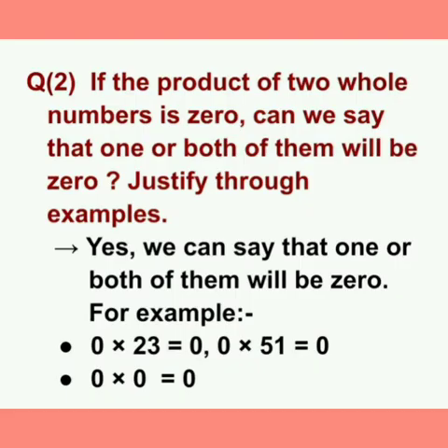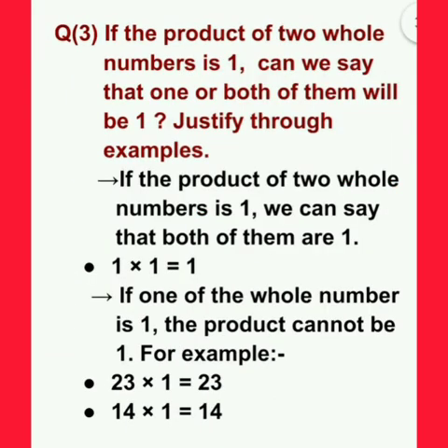Now if the product of two whole numbers is 0, can we say that one or both of them will be 0? Justify through examples. Now yes, if one number is 0, then you will get the product as 0. And if both the numbers are 0, then also you will get 0. So I have given you the example. You can follow it. Question 3.